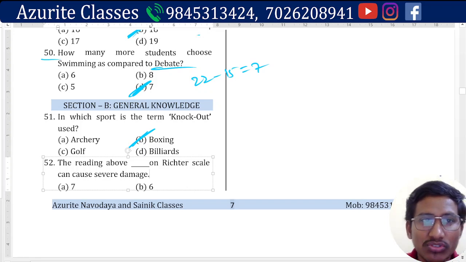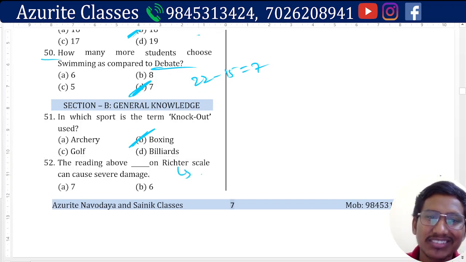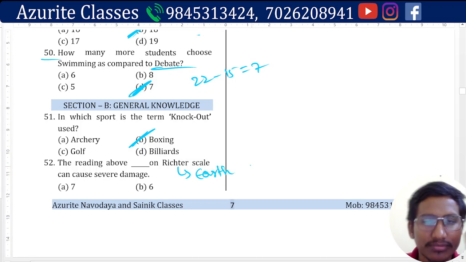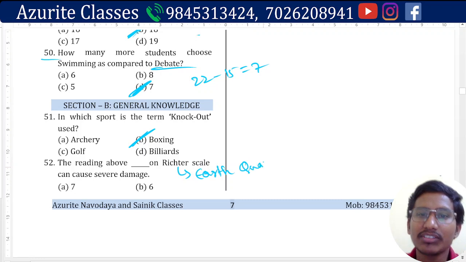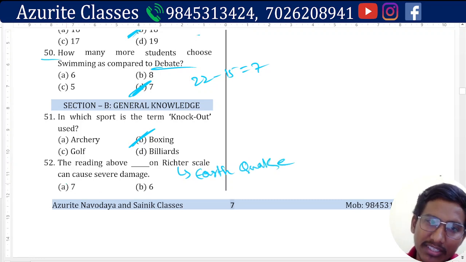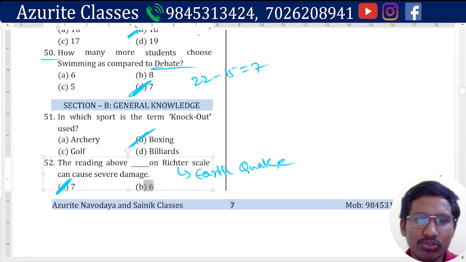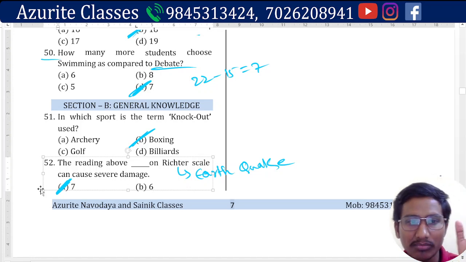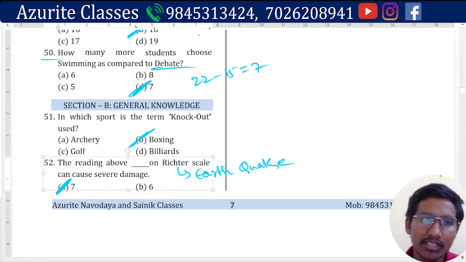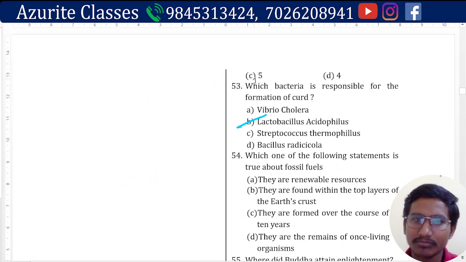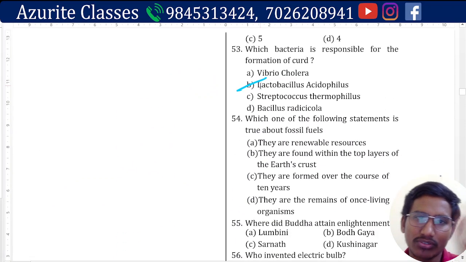The Richter scale is used for what? That is earthquake, earthquake, seismograph, right? Okay, earthquake. So earthquake above 7, so it will be dangerous. Okay, above 7 will be dangerous. You can say above 6 also, but nowadays the houses are constructed with cement, rods and columns. That is why it is a little tough. So 7 is fine. Above 7 means it will start shaking and it will give cracks. So above 7 will be the answer. That is, it will be dangerous.